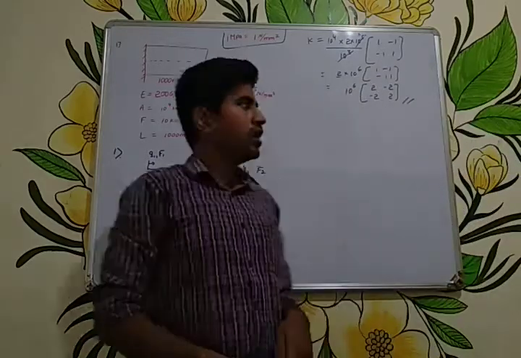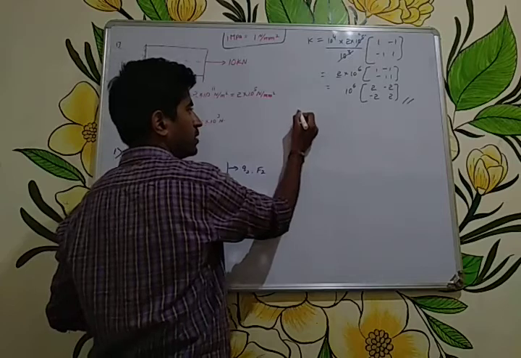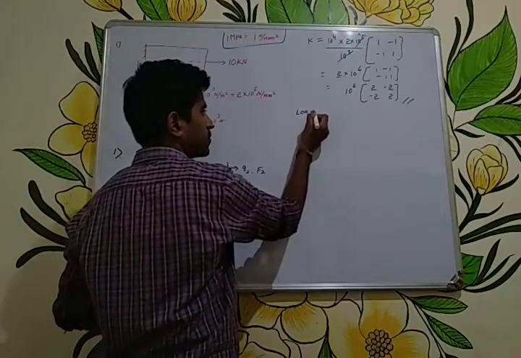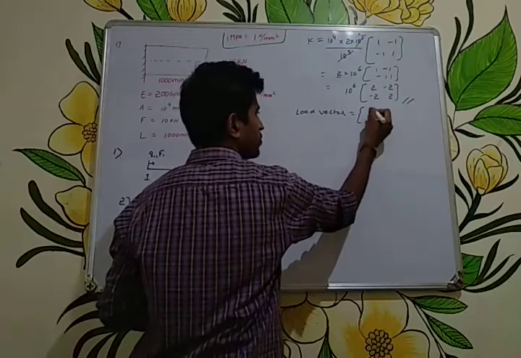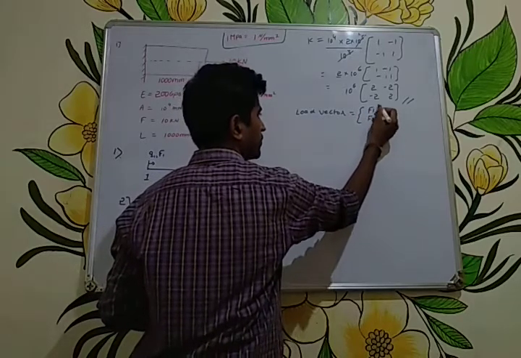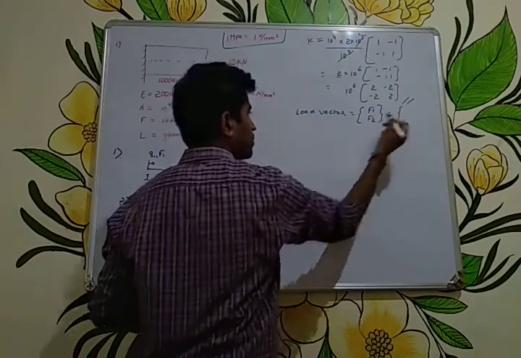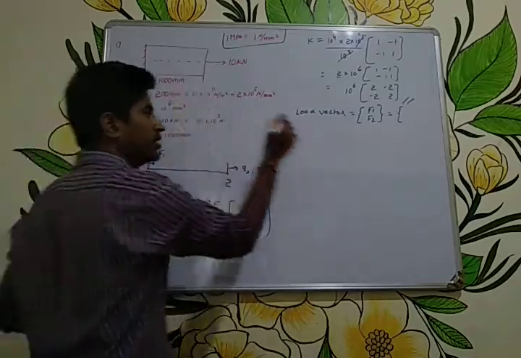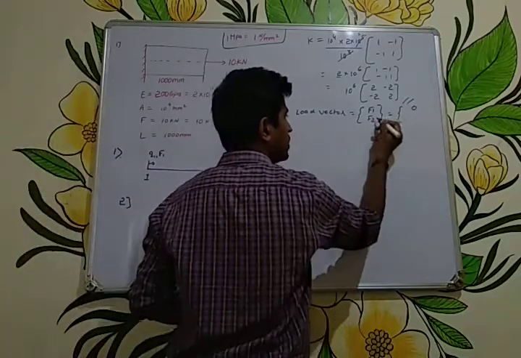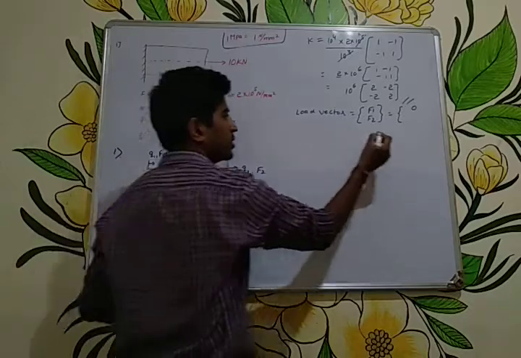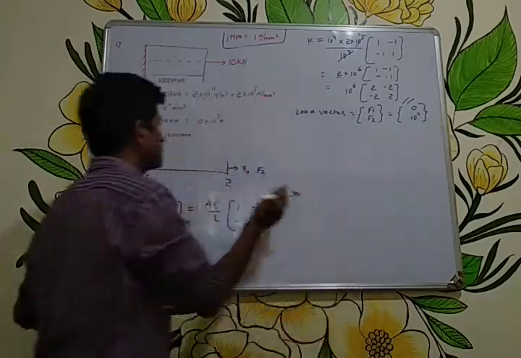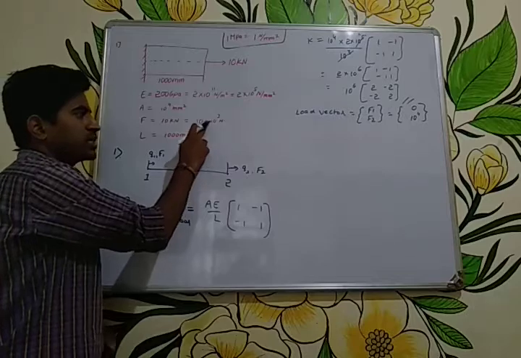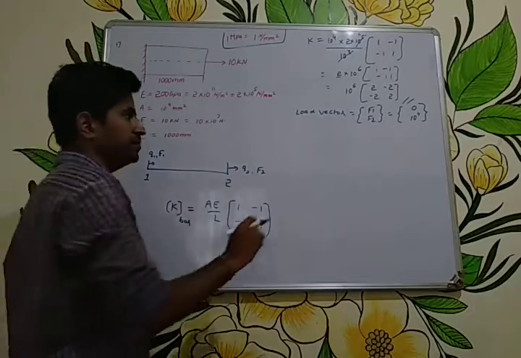Now let us consider the load vector. Load vector is simply there are two forces, F1 and F2. Where F1 is what? There is no force applied here. Let us consider it as 0. And F2 is 10 kN. That is simply 10 to the power 4 I can write, because 10 into 10 to the power 3 is nothing but 10 to the power 4.